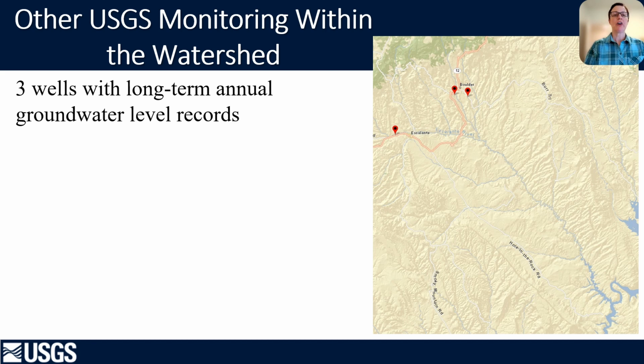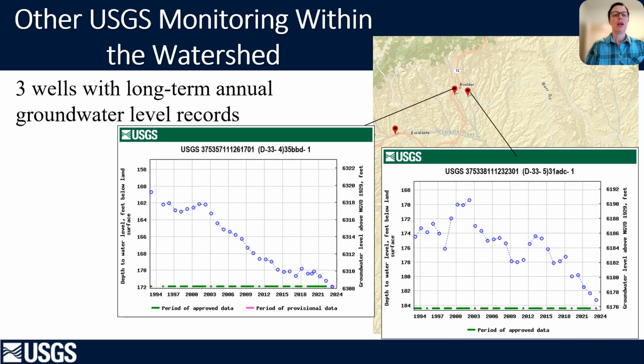The USGS has also been monitoring groundwater levels at 3 wells within the watershed since about 1980. The hydrographs I will present here are for annual springtime water levels between 1993 and 2023. The 2 wells near Boulder are between 400 and 500 feet deep and are completed in the Navajo sandstone. Both of these wells show a steady decline in water levels of about 12 feet over this 30-year period. This groundwater decline could be caused by human impacts from pumping, climate variability, or a combination of the two.